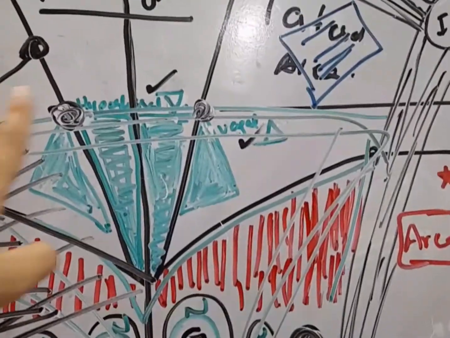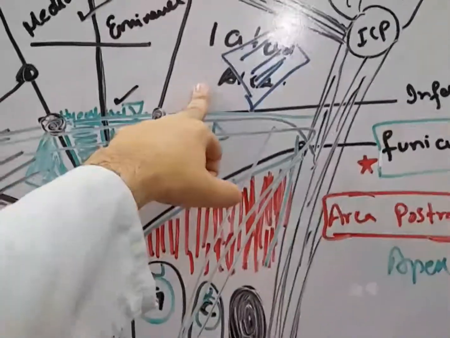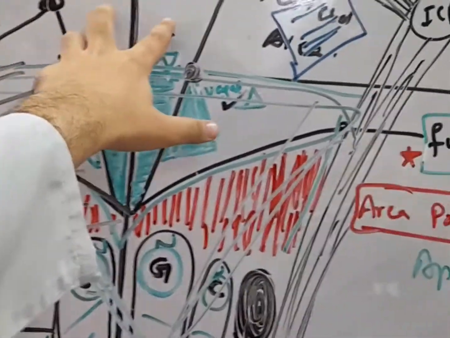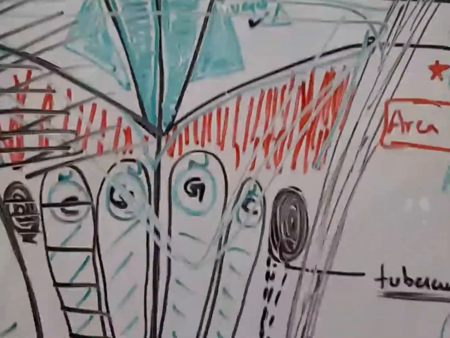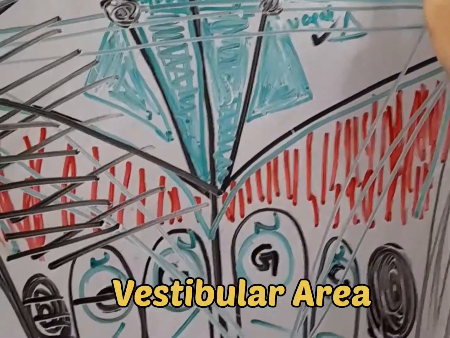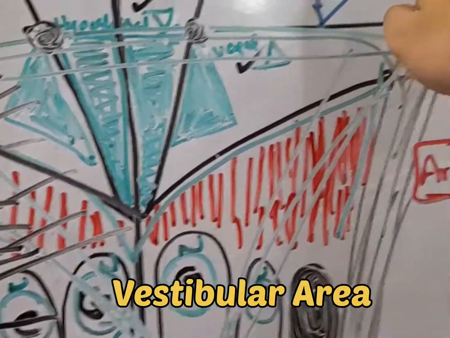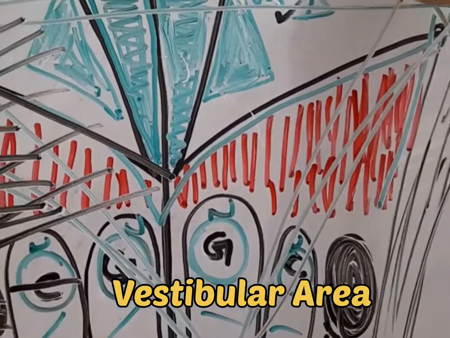Then lateral to which lies the lateral area. This is the lateral area, and this is the lateral area, and these are the two medial eminences. Then the lateral area contains the vestibular area. It's also called the vestibular area because it contains the vestibular nuclei.